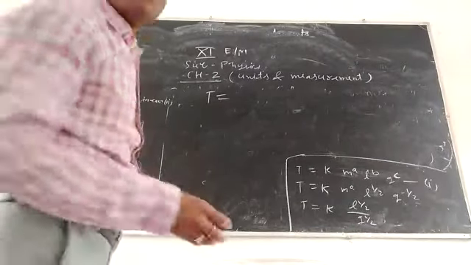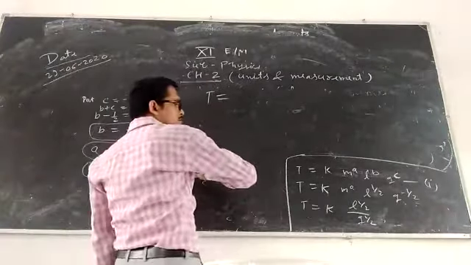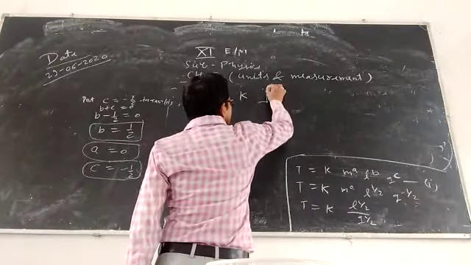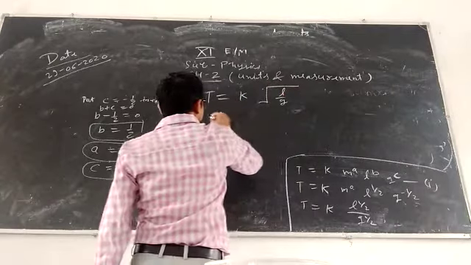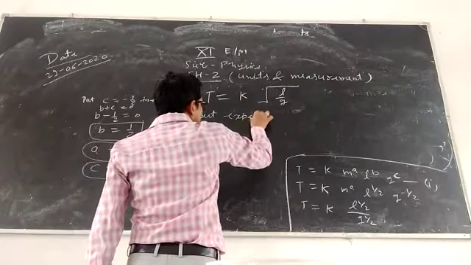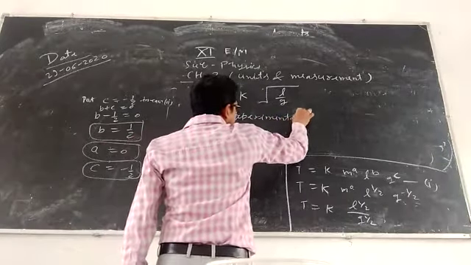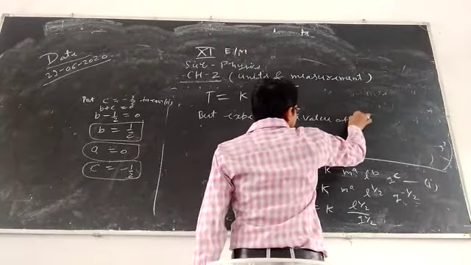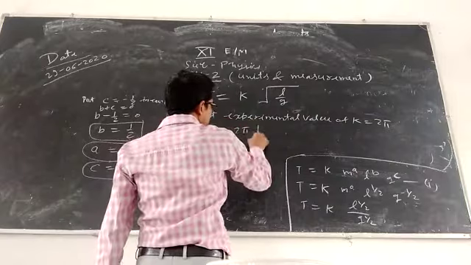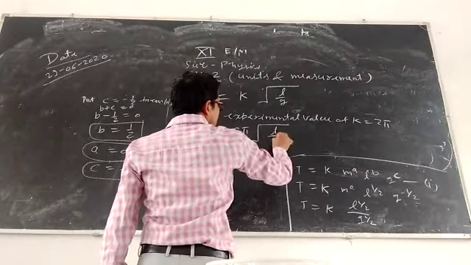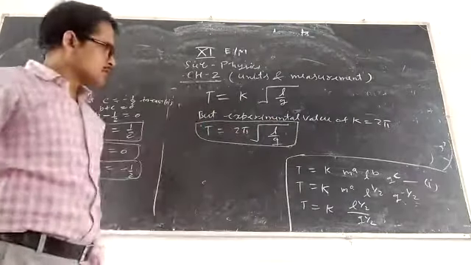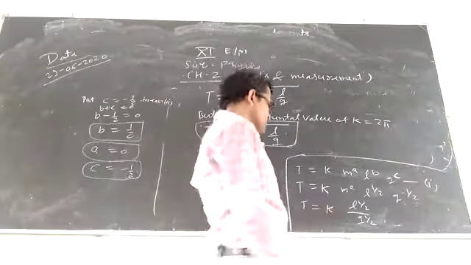Students, k will be here. T is equal to k under root L upon G. Okay? But the experimental value of k is equal to 2 pi. That's why your formula is T equal to 2 pi under root L upon G. This is your formula. Okay? Clear? Understood? Here is the value k, L to power 1 by 2, and G to power 1 by 2.